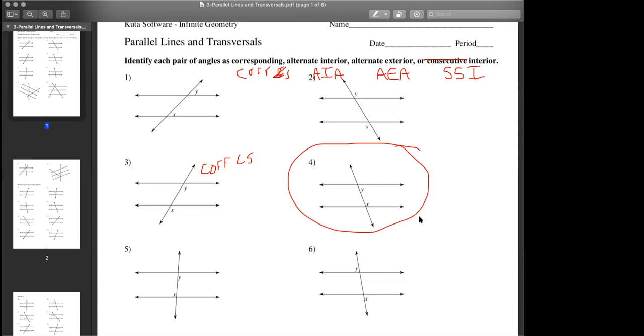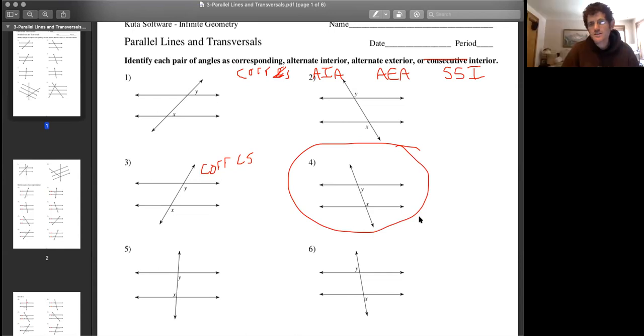Is that consecutive interior? Yes. Now we call it same side interior, but on this worksheet, that's why I crossed out the consecutive interior and replaced it with SSI, same side. So maybe I'll just do this. But you're right. Same side interior.